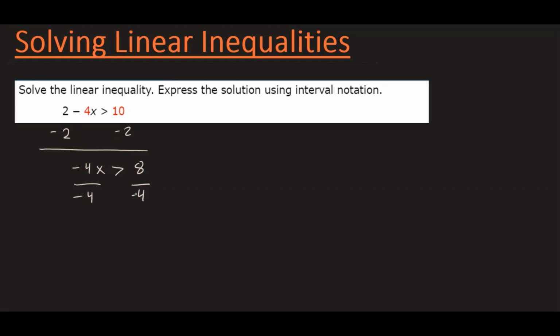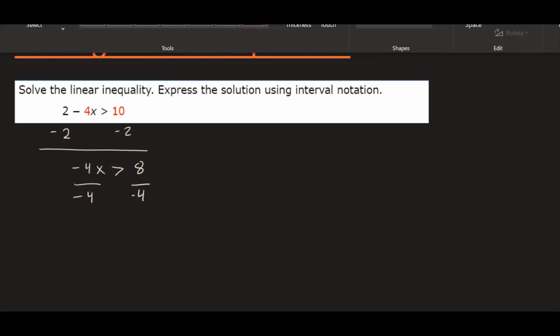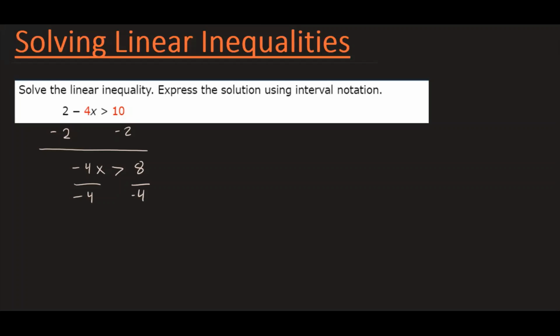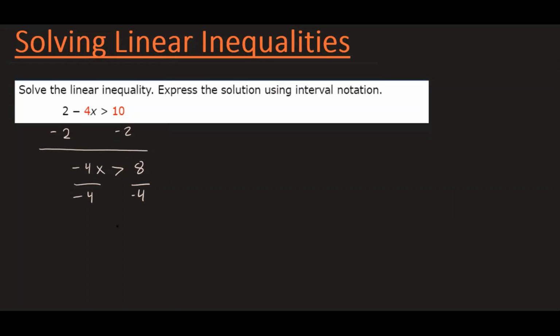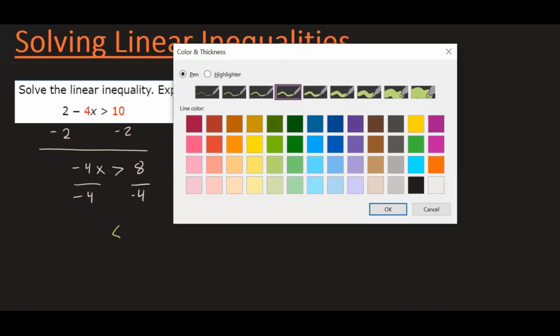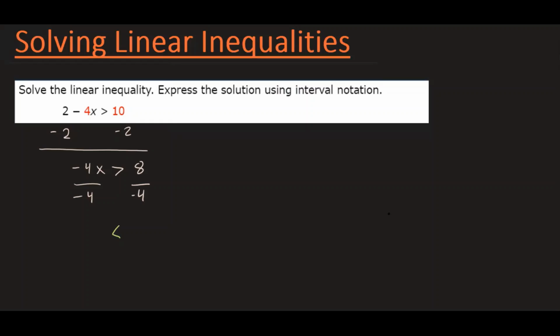Now here's the thing you have to keep in mind. Now that we're dividing by a negative number, we're going to switch the inequality. So instead of being greater than, it's going to now turn into less than. And then we just proceed to the usual way. So on the left side, we have x, and on the right side, 8 over negative 4, that's negative 2. So that's our solution for this inequality.